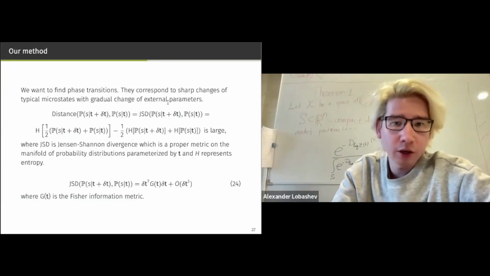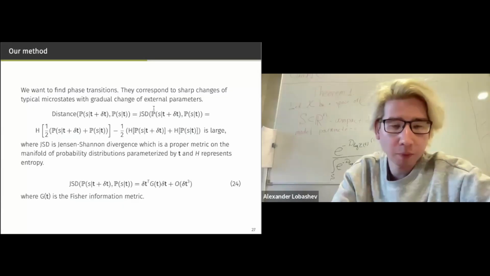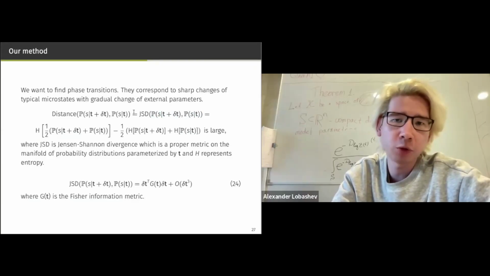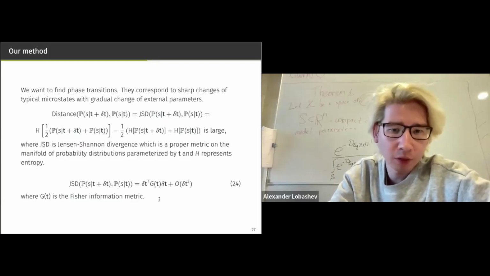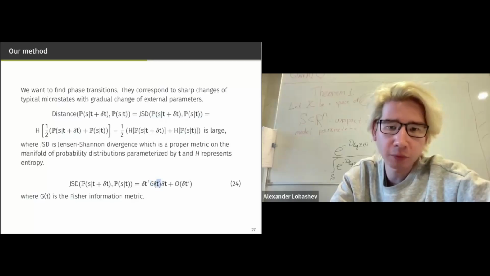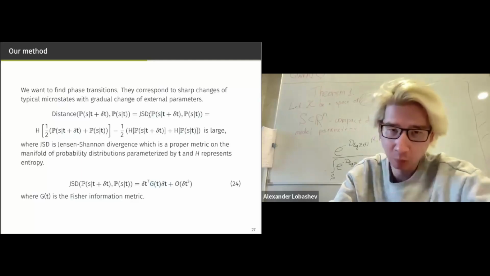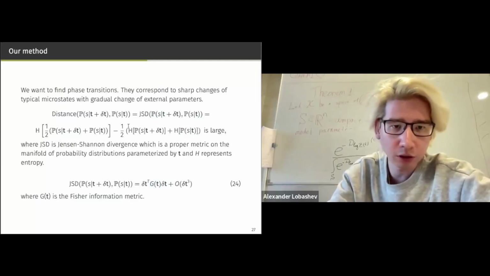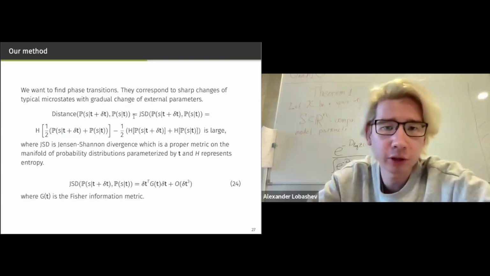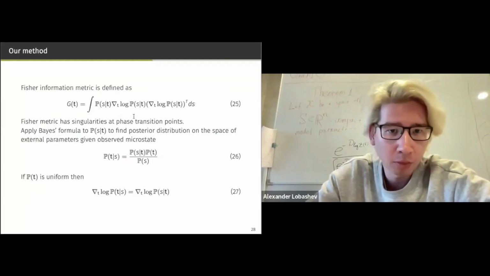And actually, if we minimize Jensen-Shannon divergence between close probability distributions, then we actually could use information about this. So we could get this Fisher information metric. I will talk in more detail about it a bit later.